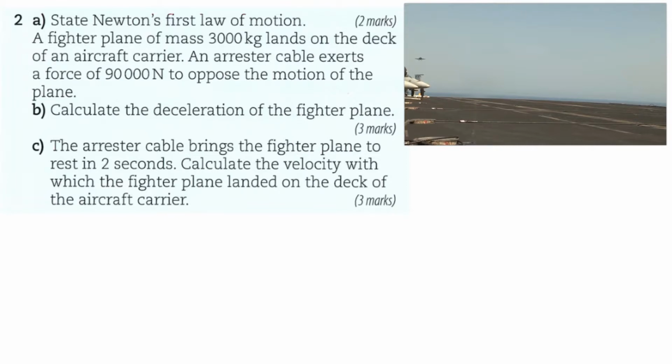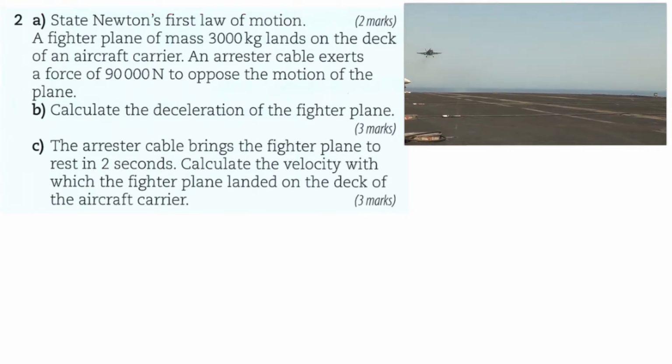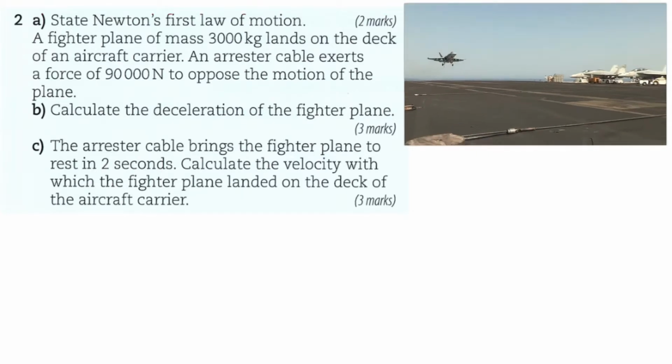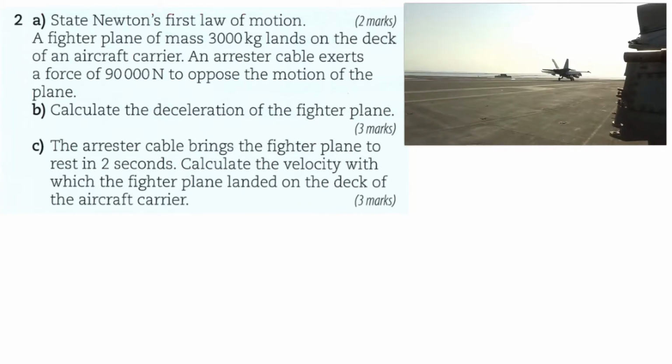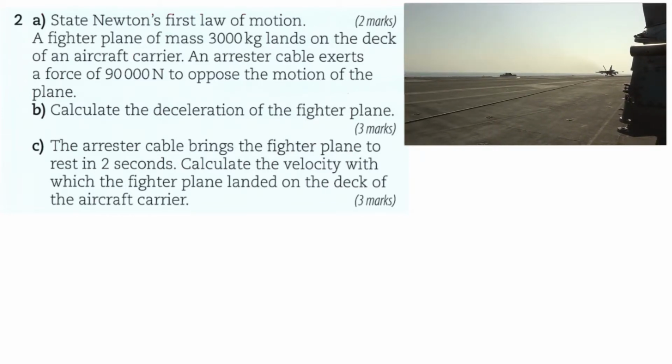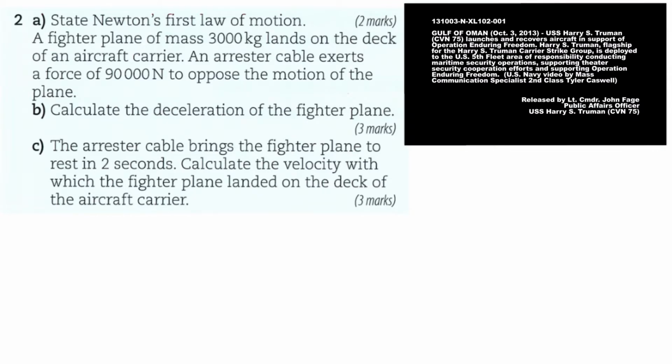A fighter plane of mass 3,000 kilograms lands on the deck of an aircraft carrier. An arrestor cable exerts a force of 90,000 newtons to oppose the motion of the plane. Let's just see what that looks like. Now it says the arrestor cable brings the fighter plane to a stop in 2 seconds, so we'll come to that in a minute. Let's have a look at this, calculate the acceleration.